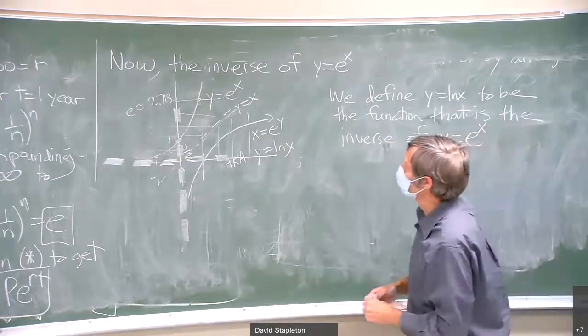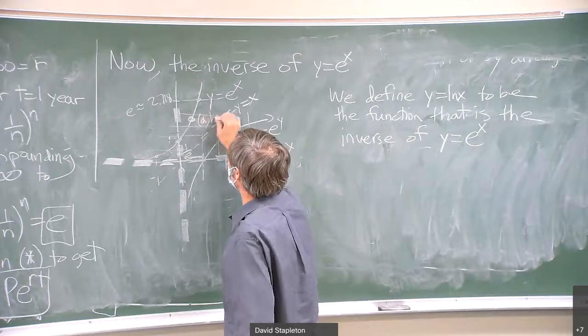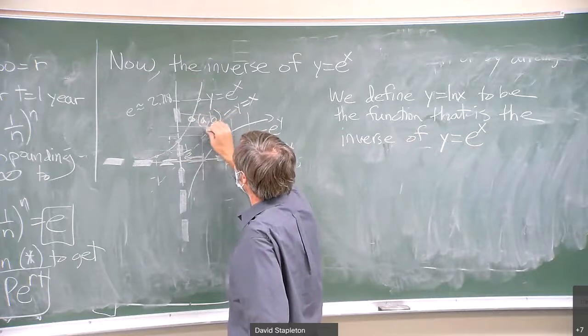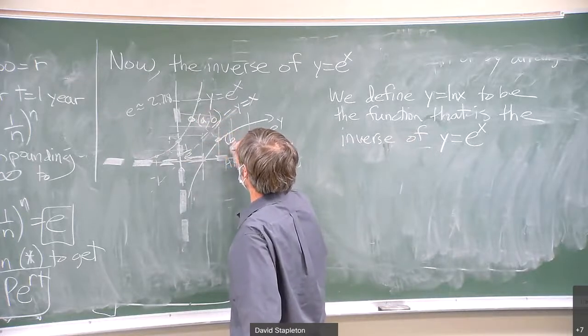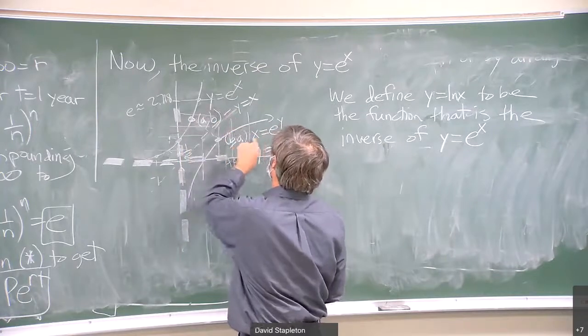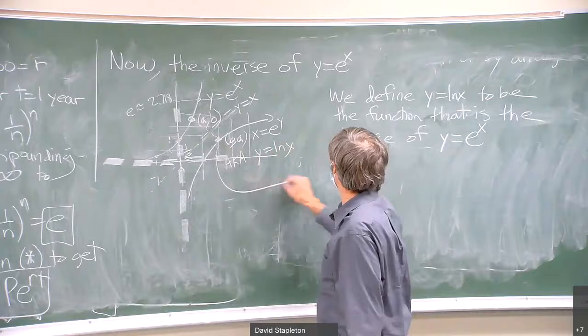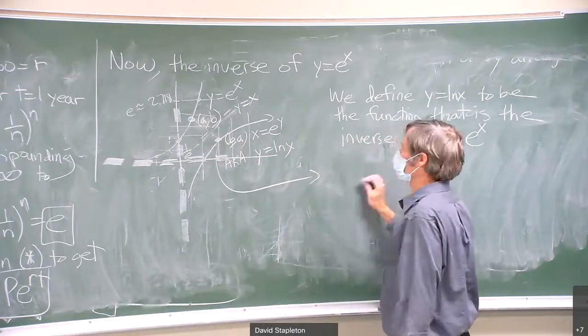And now you have this kind of property, right? If you have any point (a, b) on the e to the x function, then there's a sister point over here, (b, a), because after all, that's how we got it, right? We interchanged x and y in the two equations: x equals e to the y instead of y equals e to the x.